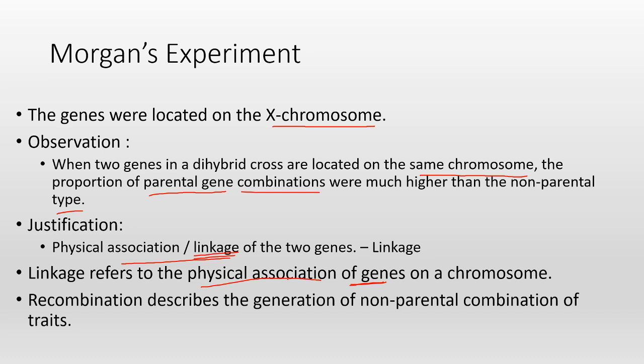If you are aware of meiosis, you know that in prophase 1 of meiosis 1 there is going to be recombination of the chromosomes. There is an exchange of genetic material. If that exchange happens and the genes are present in two different parts of the chromosome, then we will get this recombinance. That is something which was not present in the parents. That is something new. So recombination describes the generation of non-parental combinations of the traits.